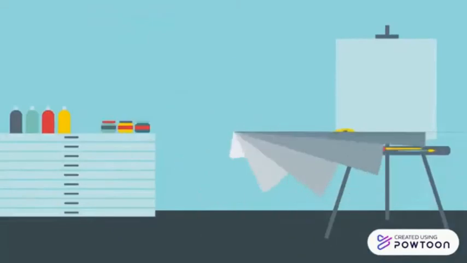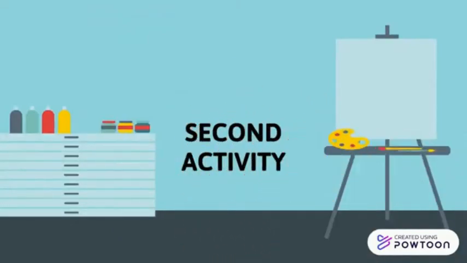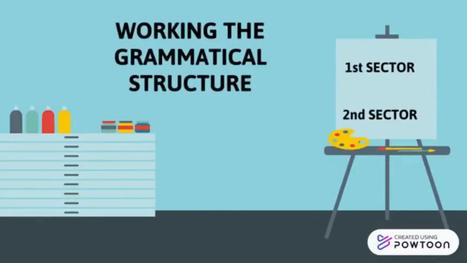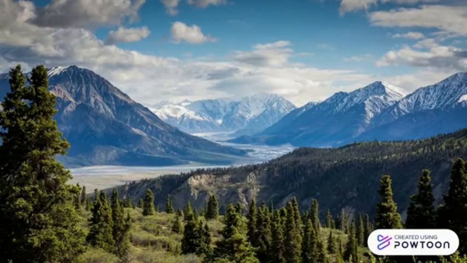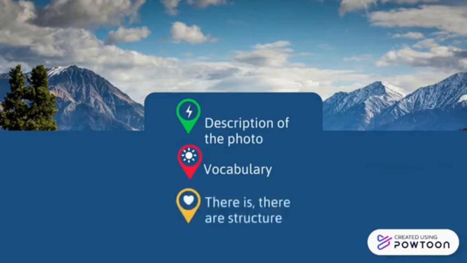In the second activity, to work the grammatical structure, pupils will use pictures from the previous activity and other ones with jobs from the second sector. After choosing one of the pictures from the first or the second sector, they will do a description of it using vocabulary, and the important thing is using the there are structure.